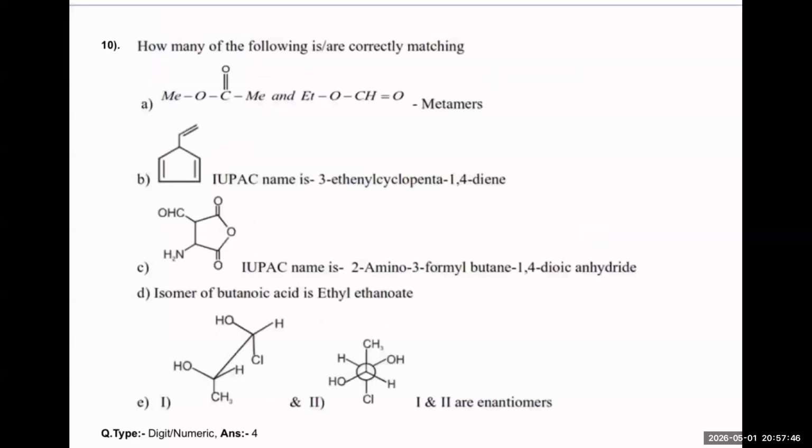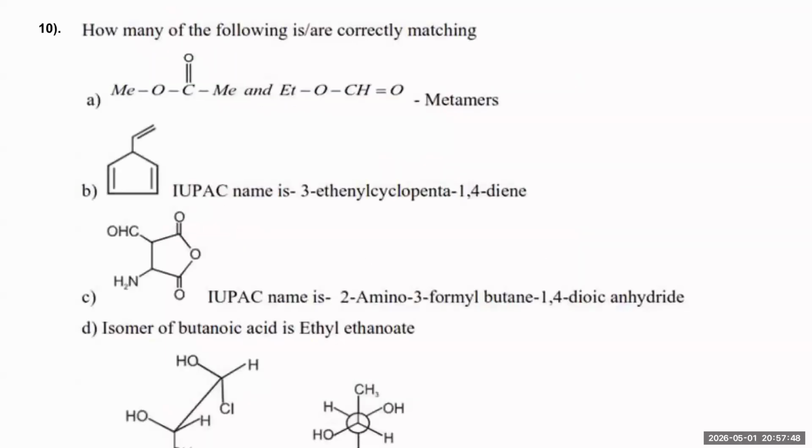How many of the following are matching correctly with the given options here? Let's look into this part, whether they can act like metamers or not. First one, you can see here basically it is an ester. Here also it is an ester, correct? As long as the functional group is the same and only the group is changing because of the relative difference in the number of alkyl groups, then we call them metamers. So definitely these are metamers.